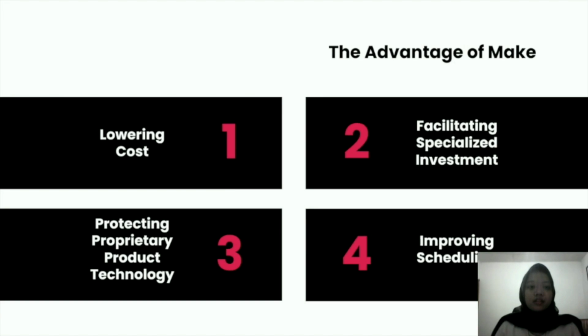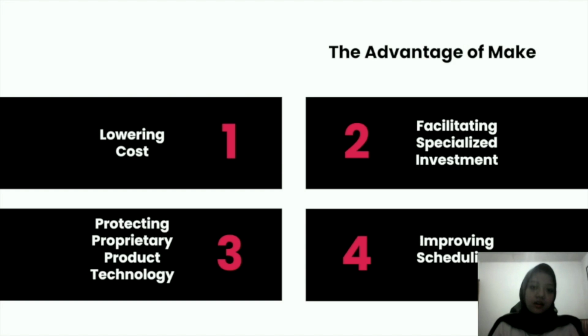Next, there are the advantages of make. The first one is lowering costs. It may pay a firm to continue manufacturing a product or component part in-house if the firm is more efficient at that production activity than any other enterprise. The second one is facilitating specialized investment. Sometimes firms have to invest in specialized assets in order to do business with another enterprise. A specialized asset is an asset whose value is contingent upon a particular relationship persisting.